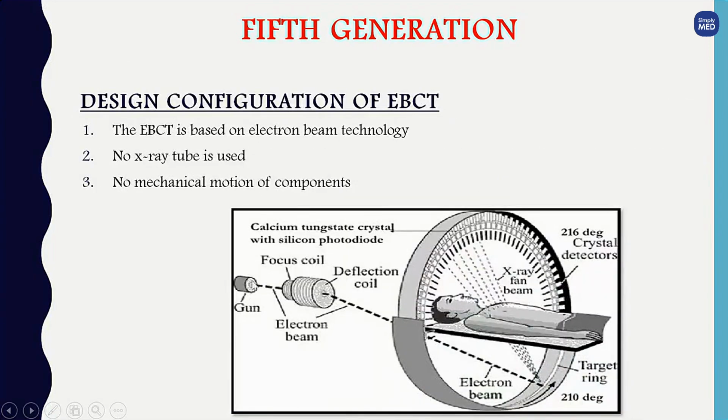So here there will be a gun which produces the electron beam, and there will be a focusing coil and a deflecting coil. The focusing coil focuses the electron beam. The deflecting coil will help to deflect it towards the target ring. This target ring will be made up of tungsten. At that time X-rays will be produced when the electrons hit the tungsten, and they will be sent through the patient. Here, in the entire circle, one half will be the target ring and one half will be the detector. We have 216 degree angulation in the detector. So there is no mechanical motion of the components. It will not move.